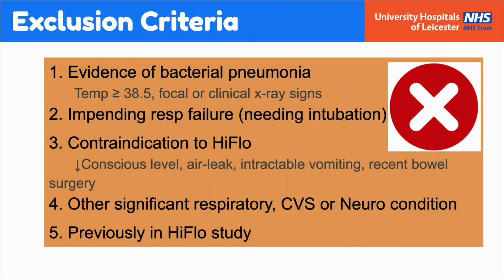Exclusion criteria would be evidence of bacterial pneumonia, such as a temperature greater than 38.5 with focal clinical or X-ray findings. Number 2, impending respiratory failure needing escalation, such as non-invasive ventilation or intubation. Number 3, other contraindications to HiFLO, such as reduced conscious level, air leak, intractable vomiting, or recent bowel surgery. Number 4, patients with complex backgrounds, such as cardiovascular, respiratory, or underlying neurological conditions, may not be suitable for enrolment to the study. And number 5, previous enrolment to the HiFLO study is also a contraindication or exclusion criterion.